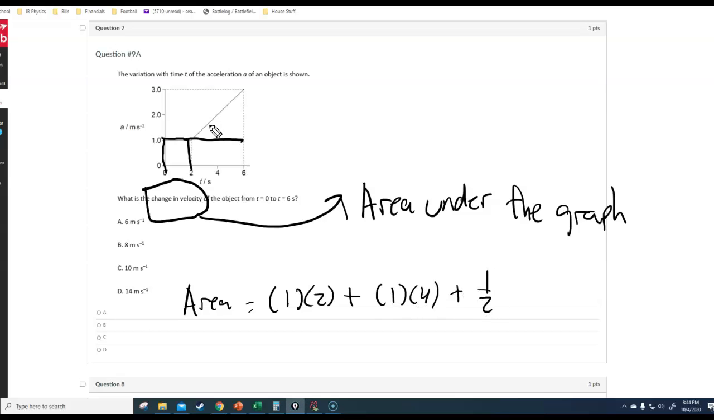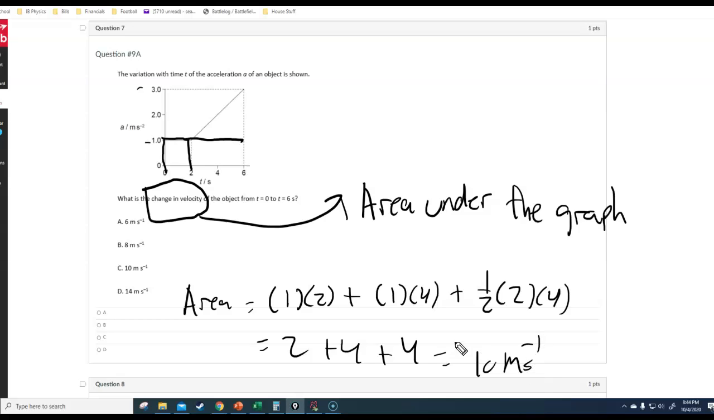And then the area of this triangle up here has a base of 4, a height of 2, because it goes from 1 to 3. So 1/2 times 2 times 4. That gives us 2 plus 4 plus 4, which is 10 meters per second. And so there's a change in velocity of 10 meters per second. Okay, so that is question 9A. Pause it there if you need to look at that some more.